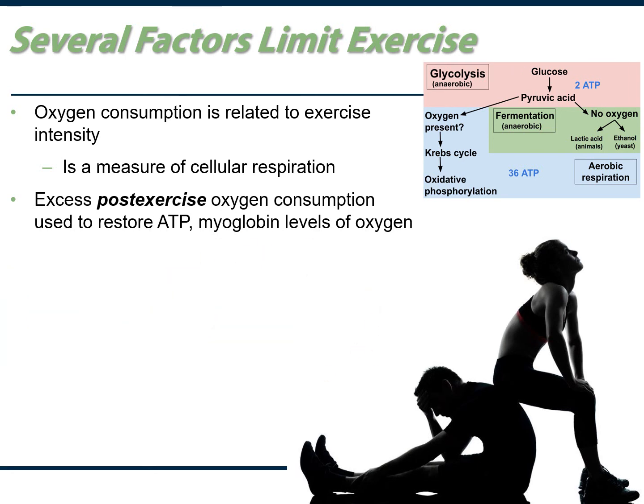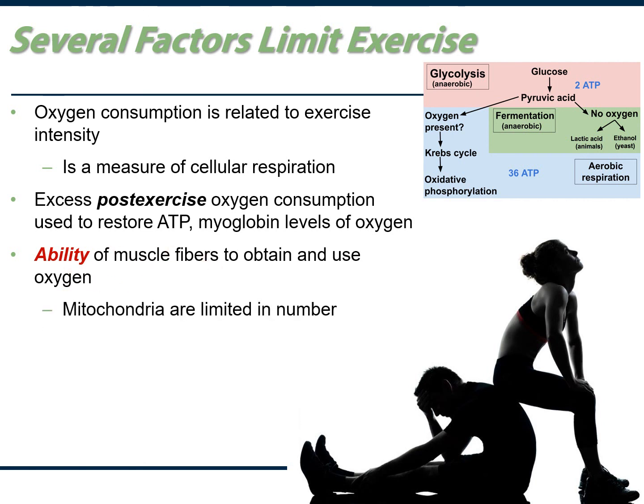But we are still working through this idea of post-exercise. We're restoring ATP, we're restoring myoglobin, oxygen, and so forth. That ability to obtain and use oxygen, whether it's inside the muscle, the ability to regenerate, or the ability to deliver. Folks that are not as well acclimated to exercise will have fewer mitochondria than folks that are in good shape. Fewer mitochondria means less ability to make ATP.